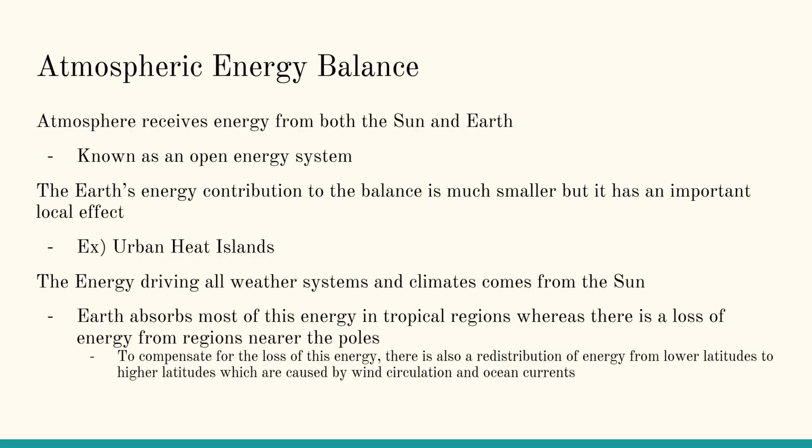So in terms of the atmospheric energy balance, like we've mentioned or hinted at, the atmosphere receives energy from both the sun and the Earth. There's an open energy system that ends up taking place. The Earth's energy contribution is much smaller, but it has important local effects like urban heat islands. And a lot of this comes from heat that's being released from the Earth as well. The energy, though, driving all weather systems and climates comes from the sun. The Earth absorbs most of this energy, specifically around the equator in tropical regions, where there is a loss of energy from regions near the poles.